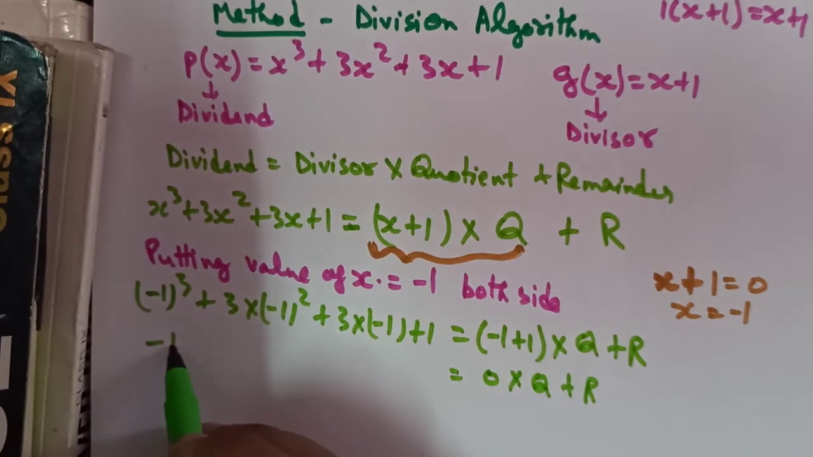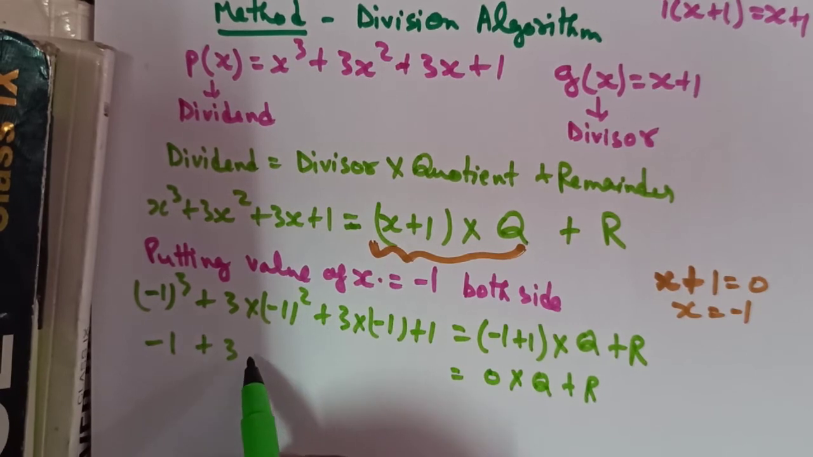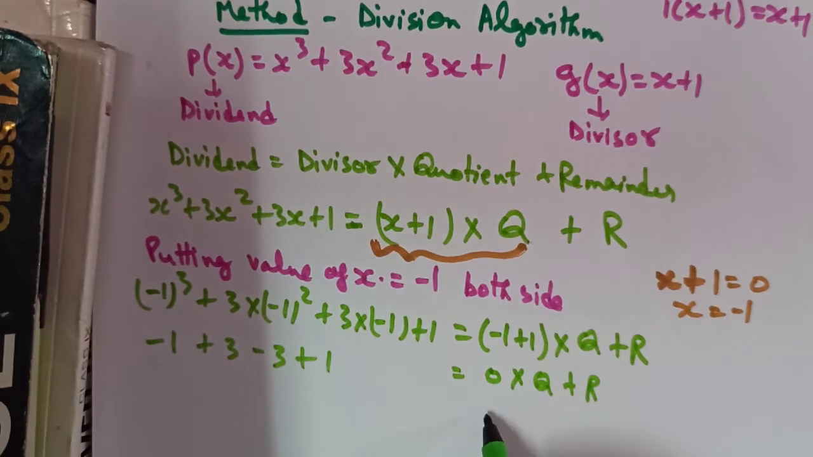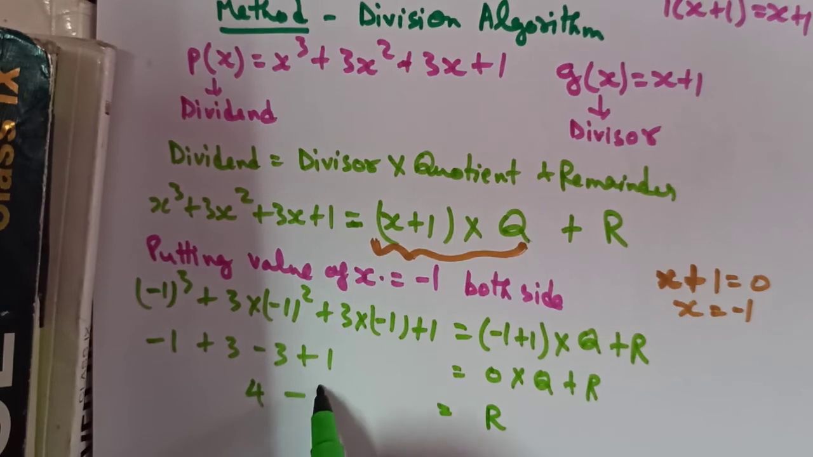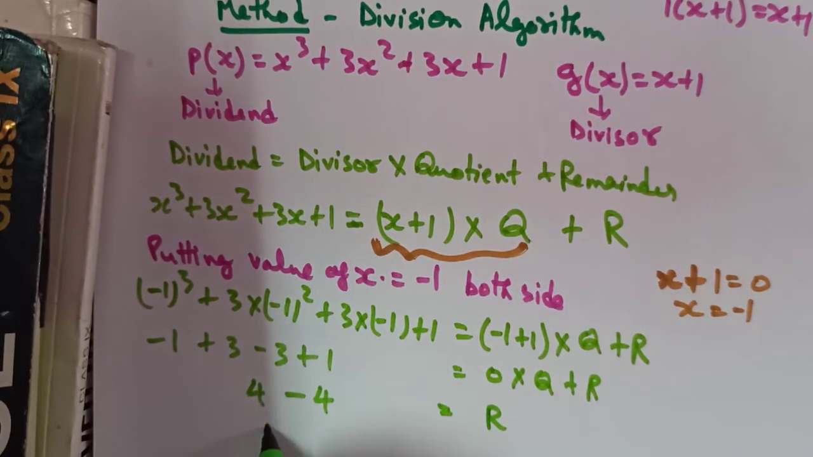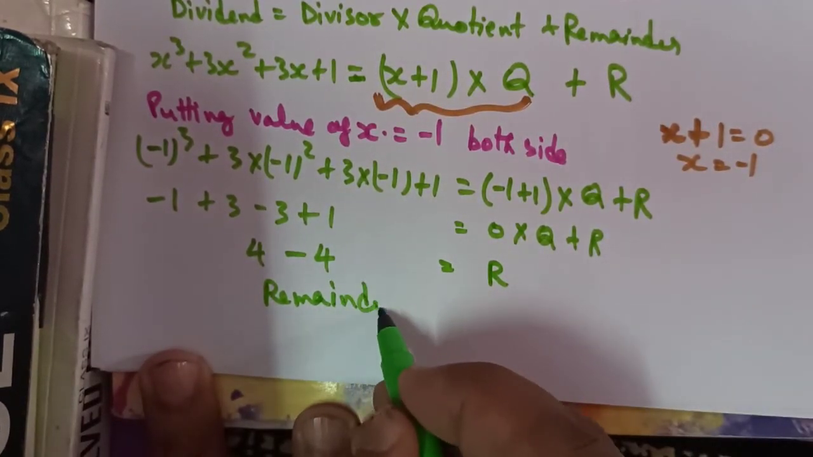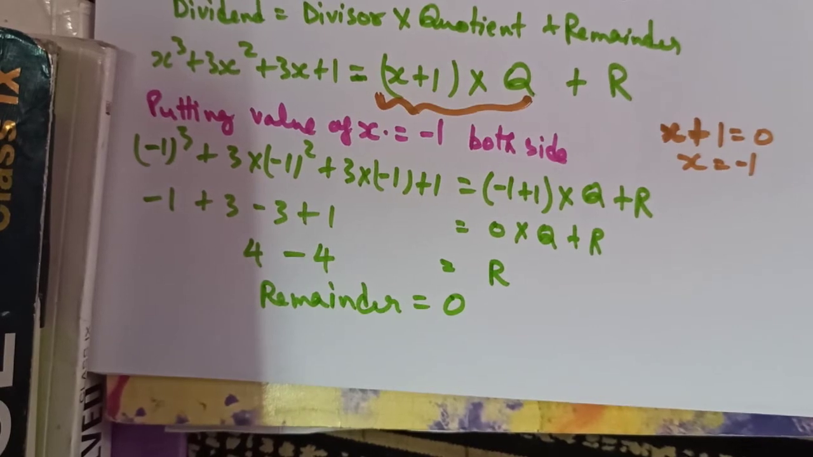that is equal to cube of minus 1 is minus 1, square of minus 1 is 1, 1 times 3 is plus 3, and then plus 3 into minus 1 is minus 3, plus 1. So we are getting the remainder: 0 into q is 0, 0 plus remainder is remainder, equals minus 1 plus 3, that is plus 2... minus 1 plus 3 minus 3 plus 1, that is plus 4 minus 4. So the remainder is equal to 0. From this method also we have got the value of remainder equal to 0.